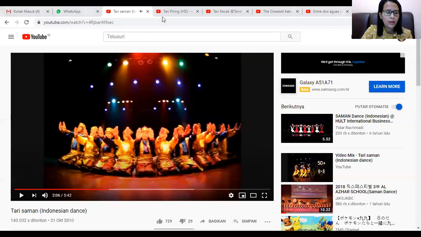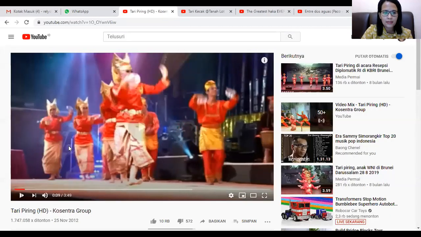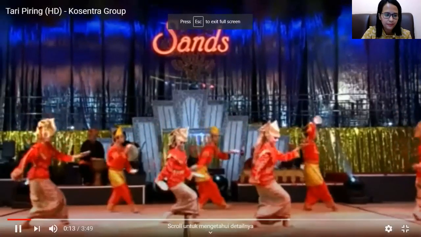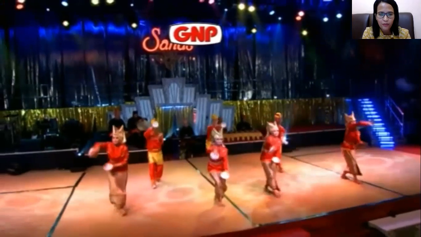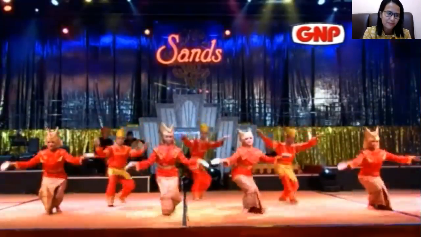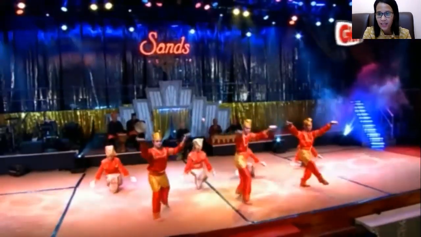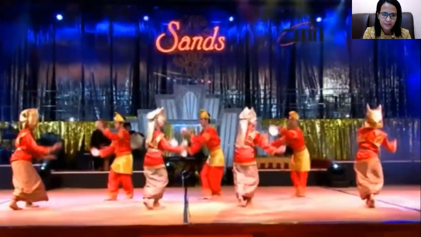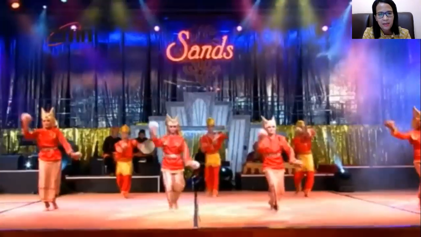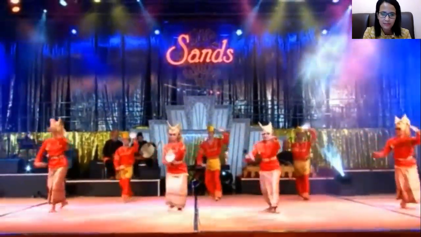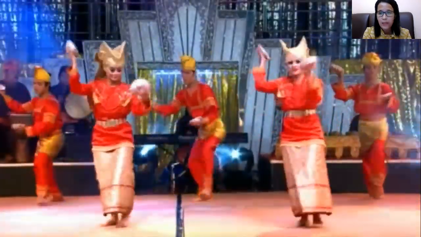Okay, now let's move to piring dance. Okay, piring dance. In this traditional dance, they also wear traditional clothes from West Sumatra, Padang.